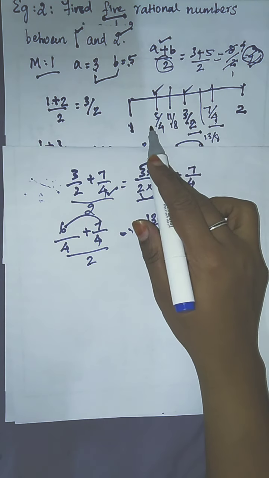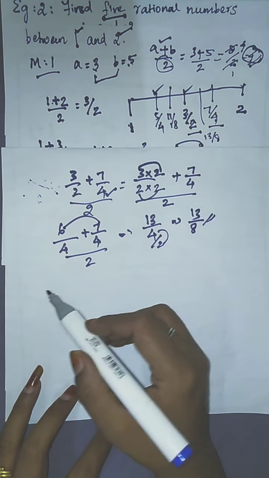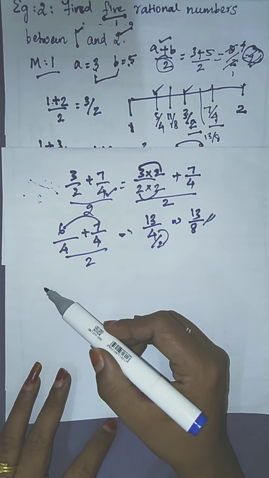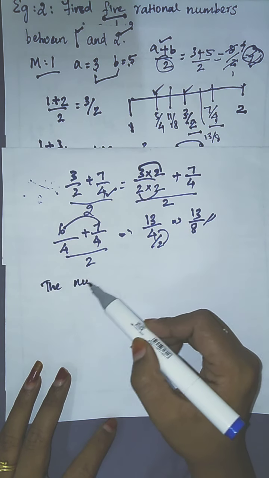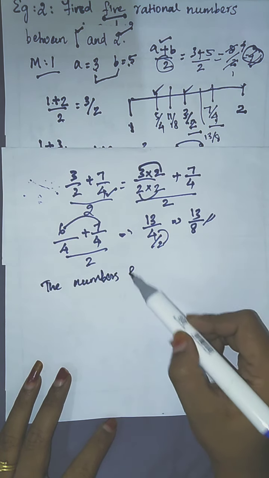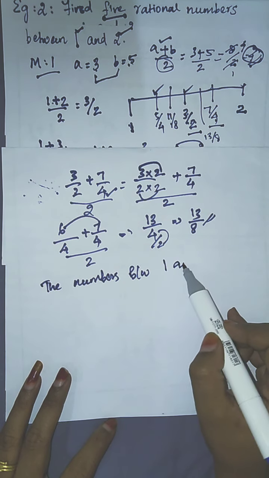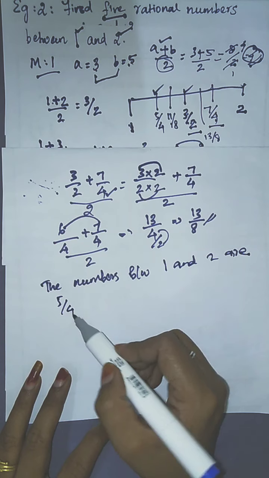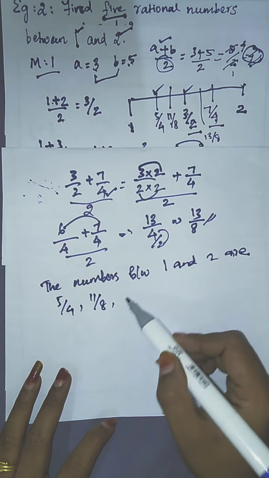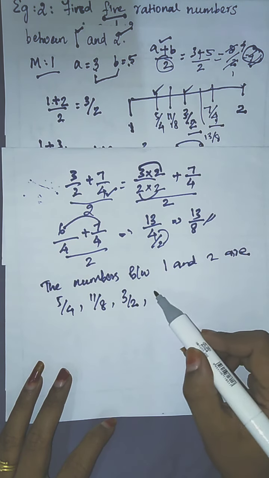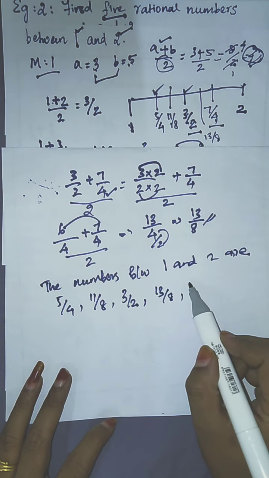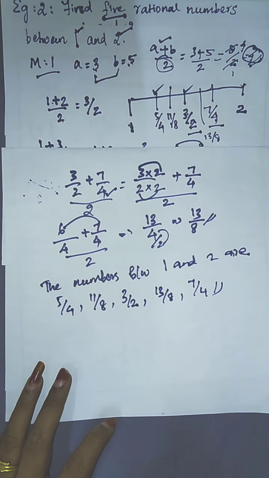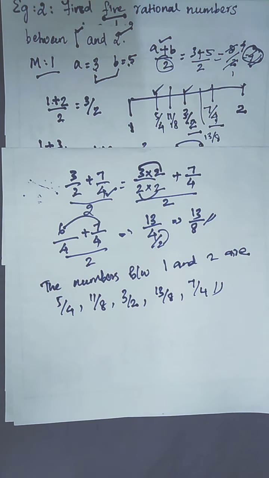So we can write them in order. The numbers between 1 and 2 are 5 by 4, 11 by 8, 3 by 2, 13 by 8, 7 by 4. Just write it in order. That's it. Now we can see method 2.